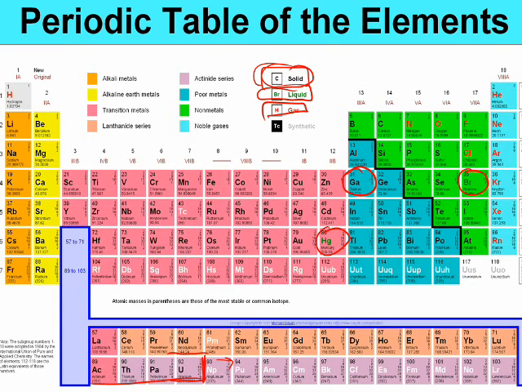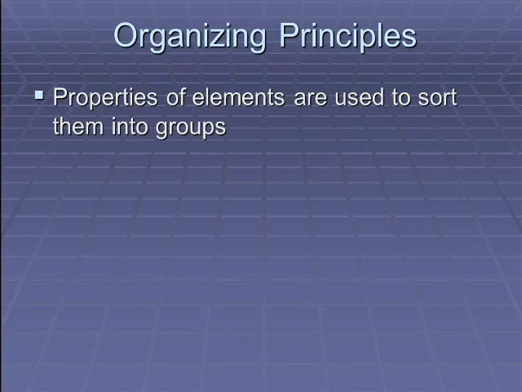Now if it's green, it's a gas. So notice these non-metals here are mostly gas, hydrogen. As you can see, most elements are solid. Synthetic, that means they are man-made. Now notice here, technetium and promethium. Those are not man-made, but they are radioactive. They are unstable. So the organizing principle is the properties of elements are used to sort them into groups.